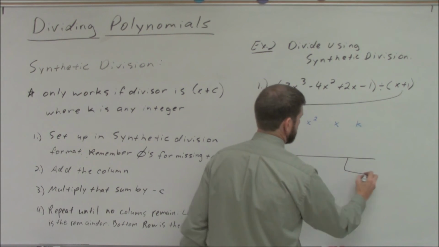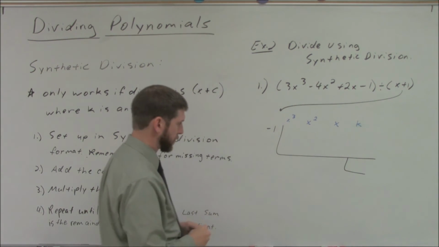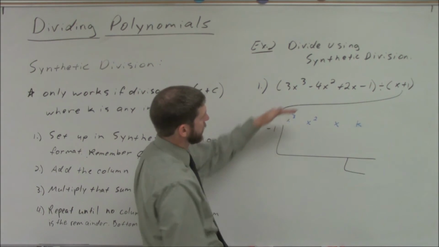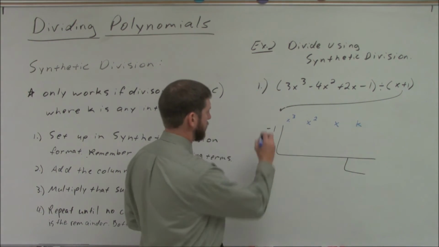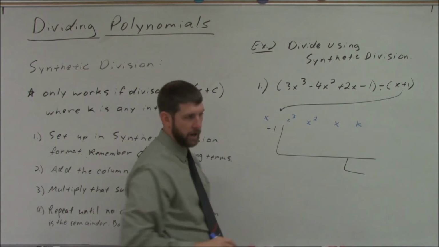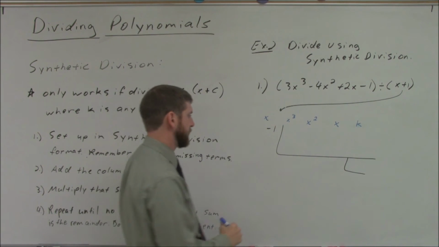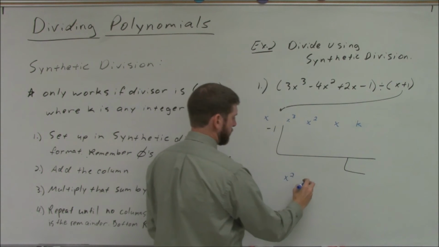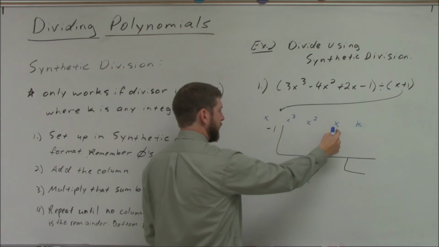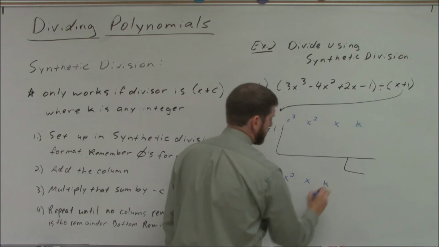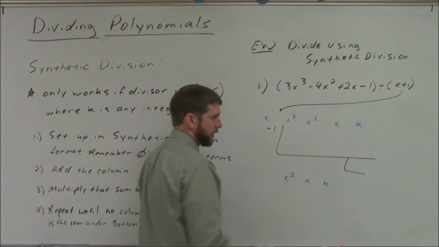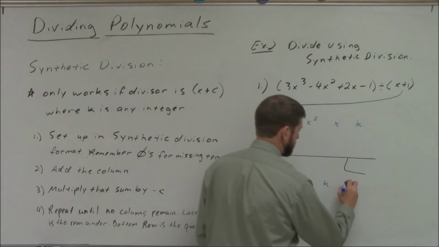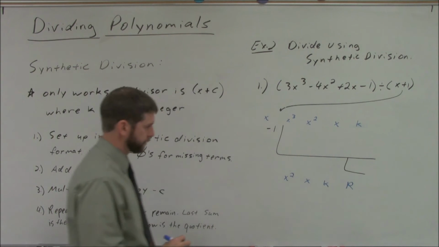My last column, I'm going to put a box around it. Here's why. I'm taking x cubed and dividing it by x. So we know that should give me an x squared. And I'm taking x squared and dividing by x. That should give me an x. And x divided by x, that should give me a constant. And my constant divided by x can't be done, so that should give me my remainder.